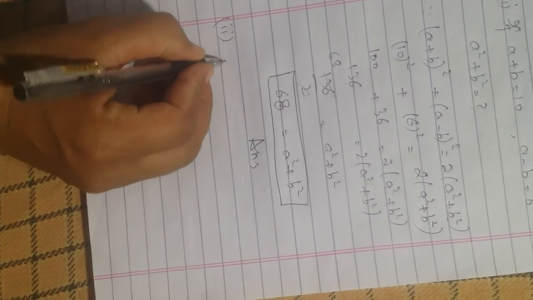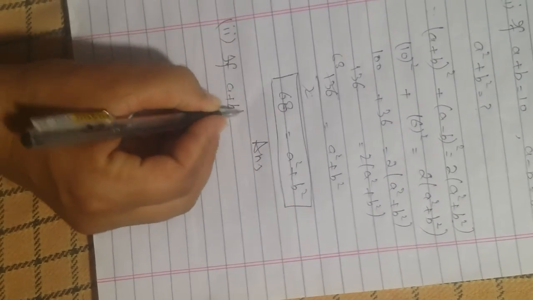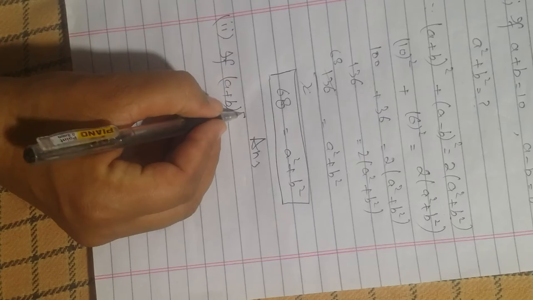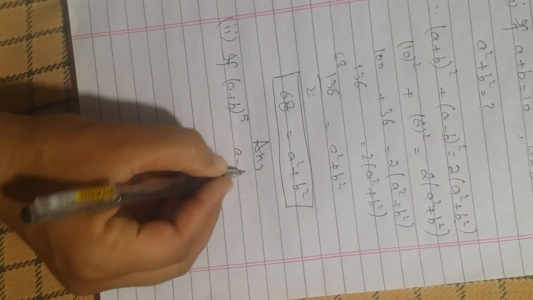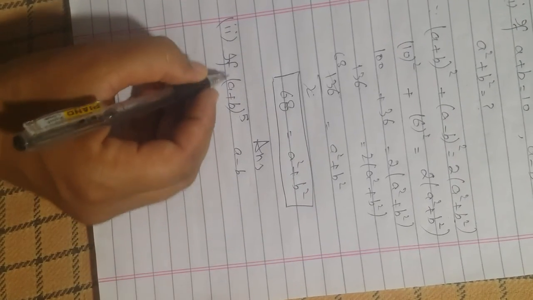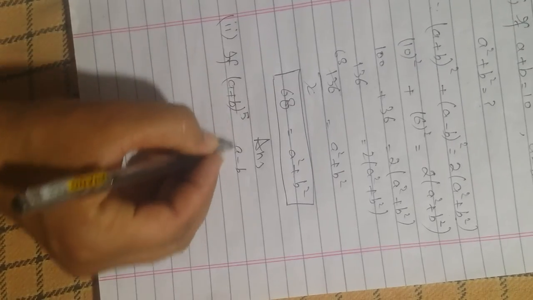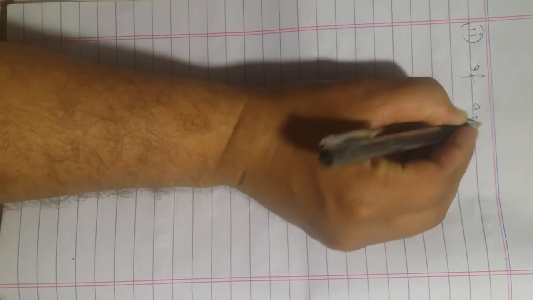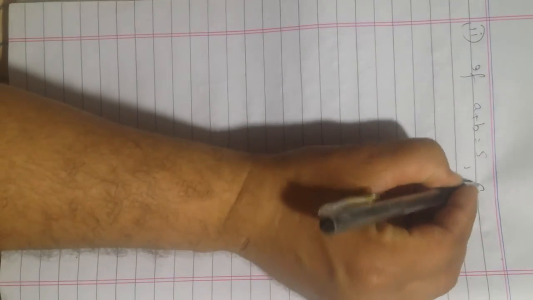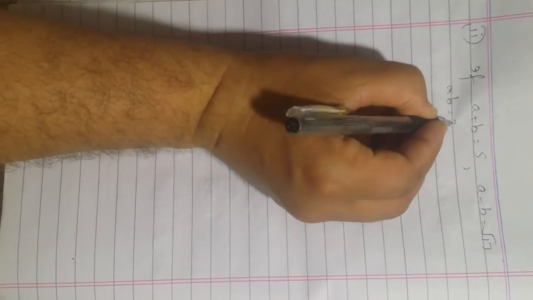Second part: if a plus b is equal to 5, a minus b is equal to square root of 17, we have to find ab.